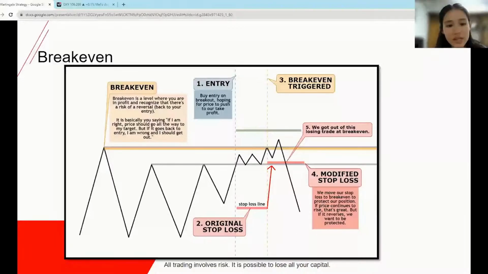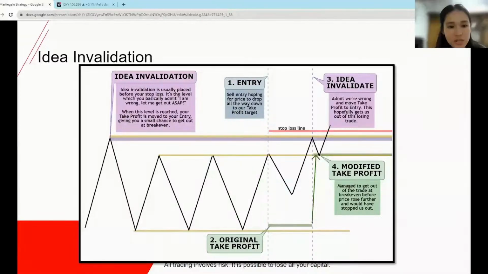Now, if we take a look at the next example, which is idea invalidation, it's kind of the same concept, but in this case, we are placing the idea invalidation level before the stop loss. Same thing, it's basically the level where you admit that you are wrong and you want to get out of the trade. So when this level is reached, your take profit is moved to your entry, giving you a small chance to get out at break even.